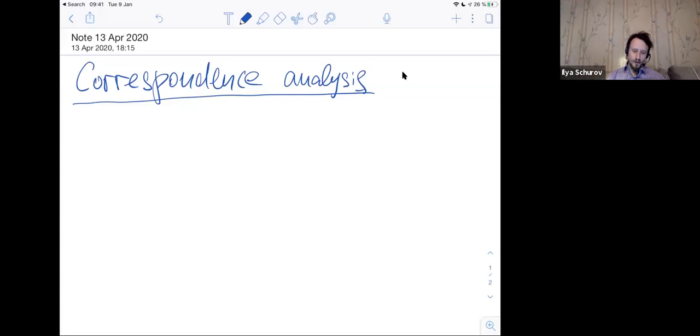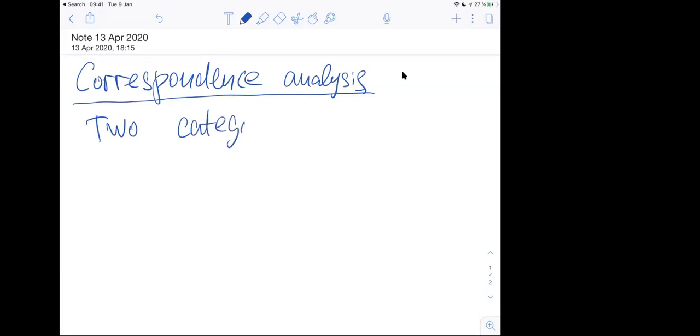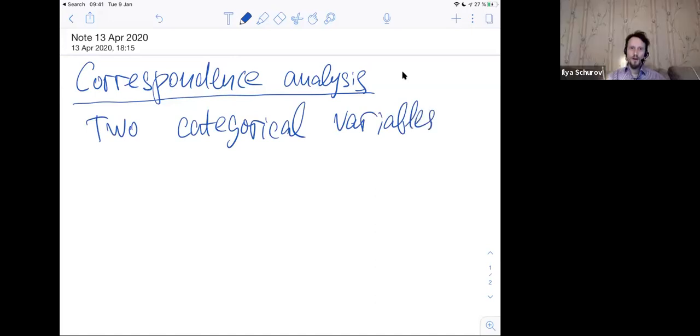So let us begin with some examples. Let us assume that we have some data set with two different categorical variables. If we have just two numeric variables, then usually the problem is solved already, because you can just make a scatter plot and see all the relations between these variables that you want to. But if you have two categorical variables and each variable has several levels, then things become more complicated.